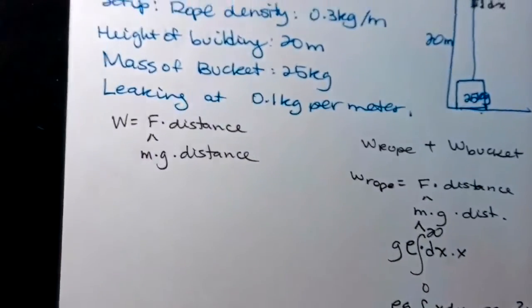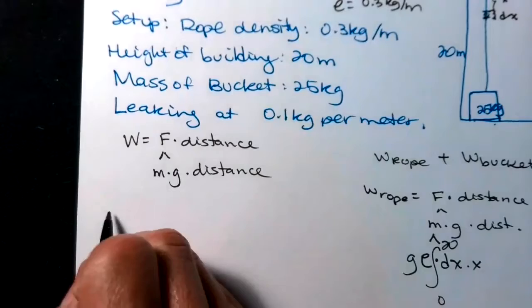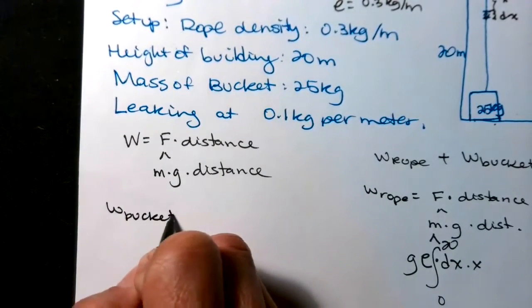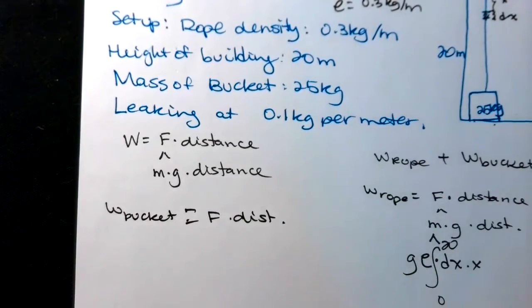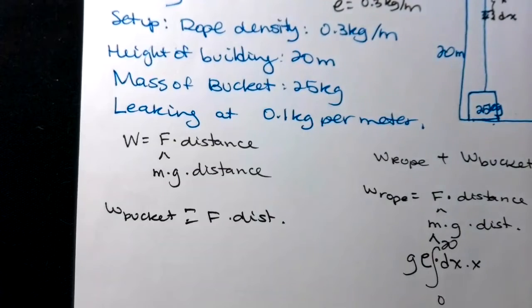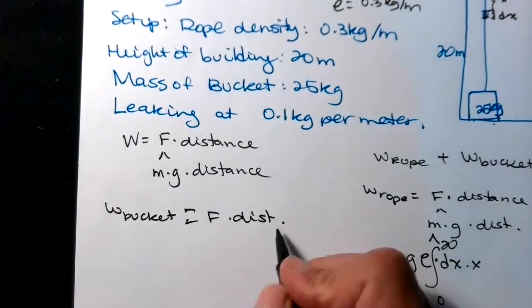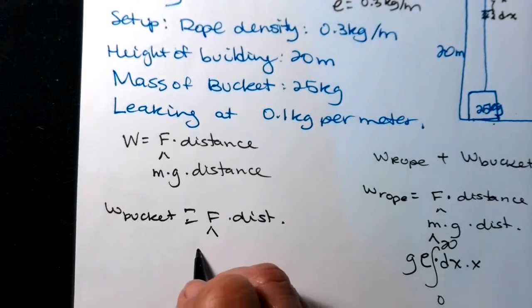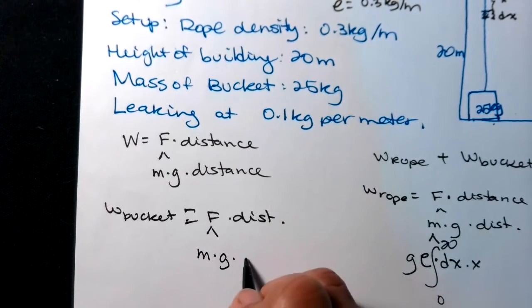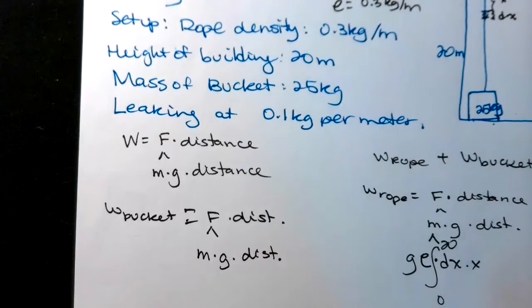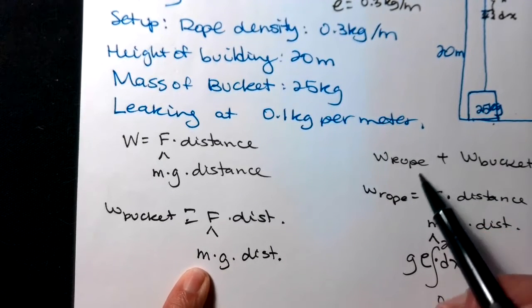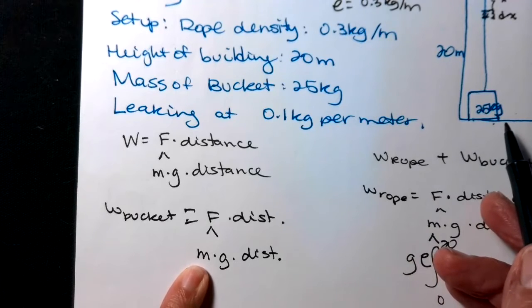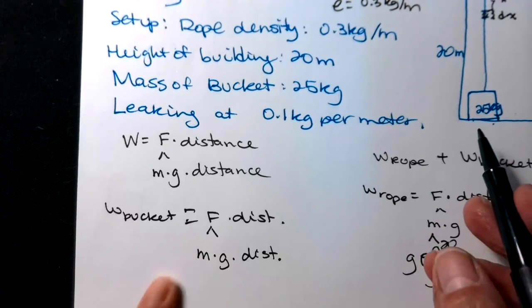Okay, so now let's think about the bucket. For the bucket, again, it is force times distance. Why did I integrate that? Because it's all those little chunks that we're adding up. So we're going to do the same thing here with the bucket. The force is the mass times gravity still, times the distance. So for this one, the mass is going to be changing. It starts at 25, but then it loses 0.1 kilograms every meter.